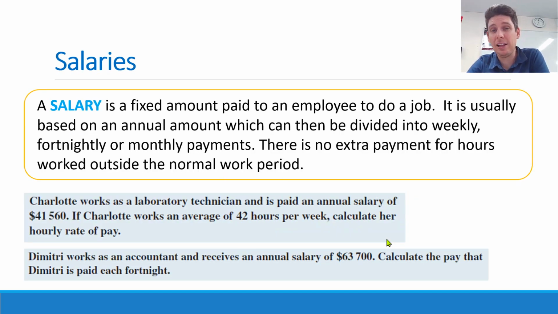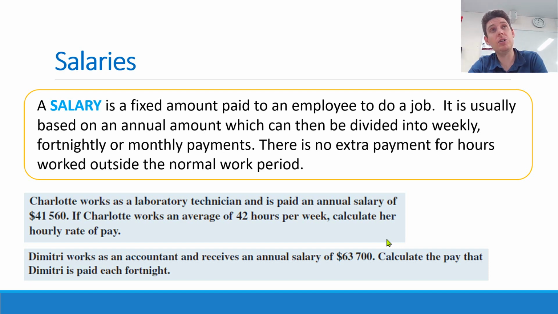All right, next is a salary. So I'm a teacher, I get a salary. It's a fixed amount paid to an employee for a job. It's a base amount and it's divided into weekly or fortnightly or monthly payments. I get paid fortnightly, which is really useful. I used to get paid monthly when I was a youth worker. That wasn't so useful because then I'd often spend the money too quickly, and coming to the end of the month, I ran out of money. You don't get any extra payments for overtime, so it's different to wages.